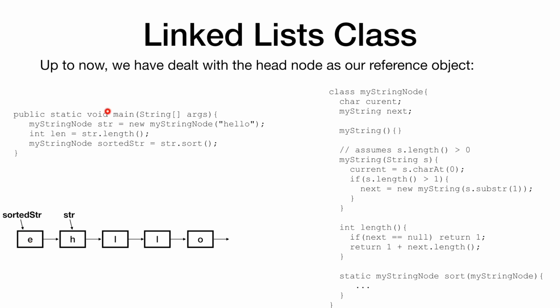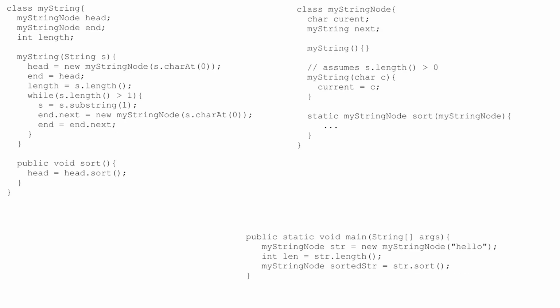But what if instead of having that in our main program, we had some sort of encapsulating object type? Here's an example where, again, we have our string node over here. It contains just the character and a pointer, and its constructor now only takes a character. It still has a static sort method. But now we've created a new class called myString that contains a pointer to the head, a pointer to the end, which we weren't able to save before, and an integer that encapsulates the length.